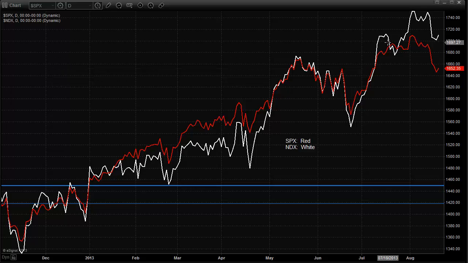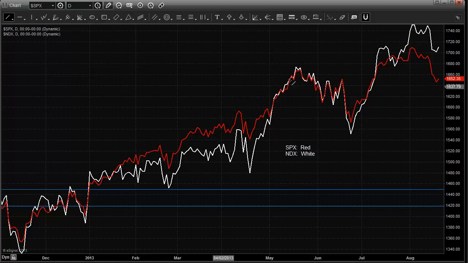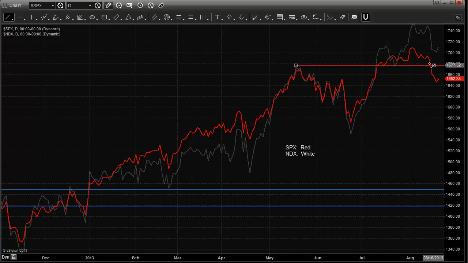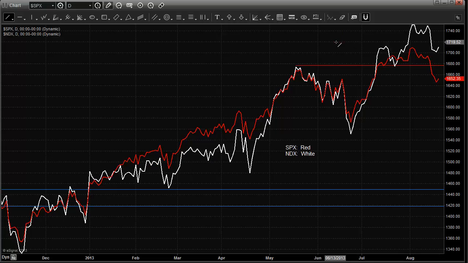We're still holding the breakout level. The breakout level is here. I'll put it on the chart because I think this is important. Here's your breakout level. I'll put a ray on here. Here's your breakout level with the NDX. We came down and retested it, but you can see that we're still above it.